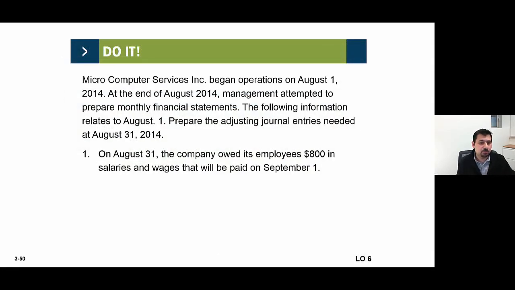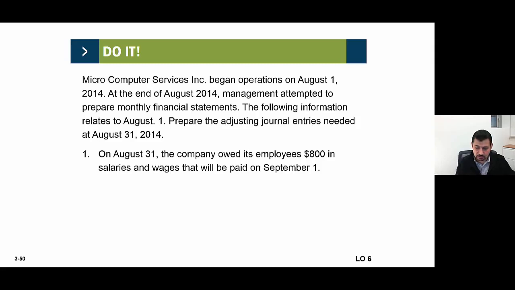So, Microcomputer Services Inc. began operations on August 1st, 2014. At the end of August 2014, management attempted to prepare monthly financial statements. The following information relates to August. So we need to prepare the adjusting entries here. On August 31st, the company owes its employees $800 in salaries and wages that will be paid on September 1st. Because they are going to be paid in the next accounting period, we need to make an adjusting entry.